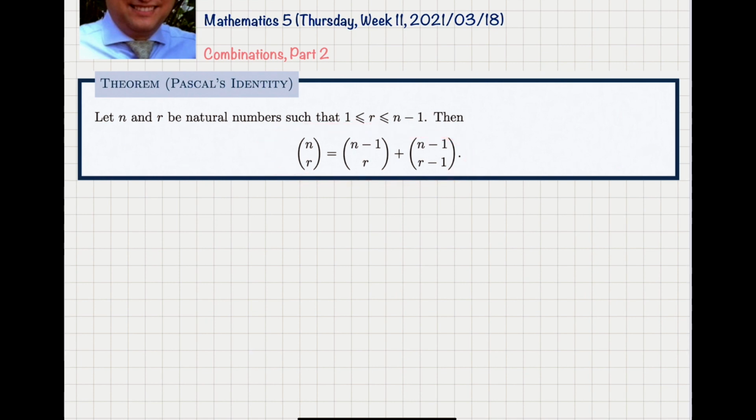What does it mean? It means that if you have a choose number like that, you can decompose it into two parts. But be careful. The number on top that appears on the right is always 1 unit less than this one. But there are two different scenarios for the bottom number. In one of them, you have the same number. In the other one, you have 1 unit less.